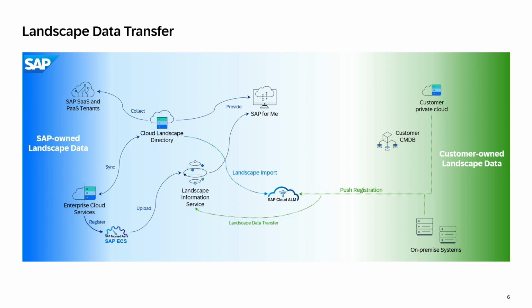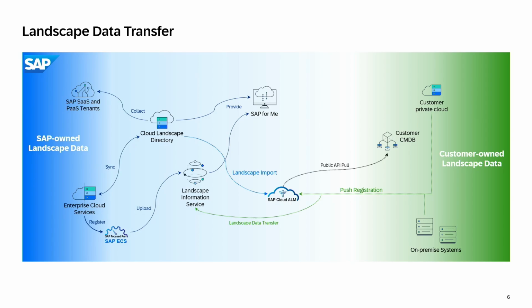And then we have the other direction, which is basically the question, how do I get my on-premise systems into Cloud ALM? Right now, you do this via the push registration. Same for the customer private cloud. And also, this is new, because you see, there is no Solution Manager here anymore. So how do we get this information into the landscape information service? This is done together with the push registration. So when you perform the push registration, we automatically also set up this landscape data transfer in the landscape information service. This is why we do not necessarily need Solution Manager anymore. You might need it for other things, but for landscape data, we're good.